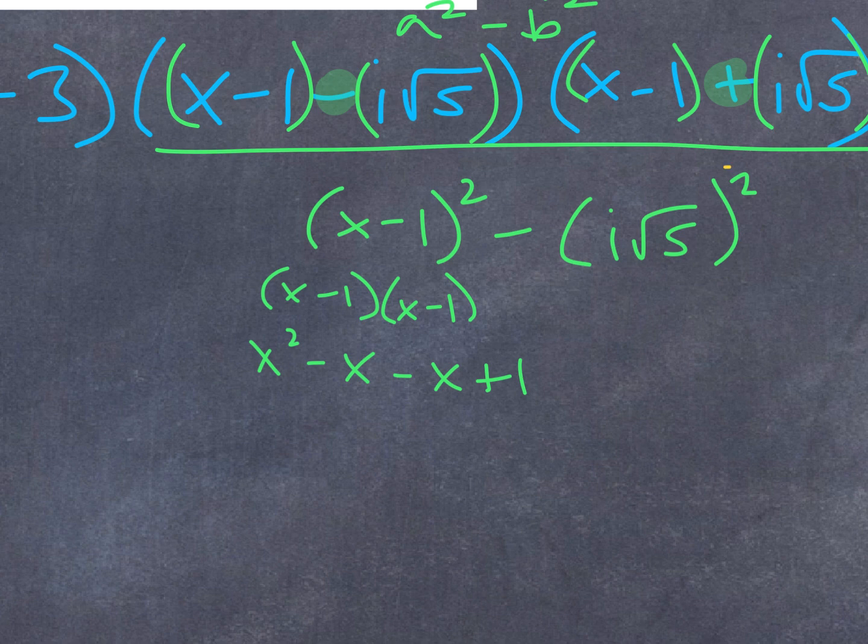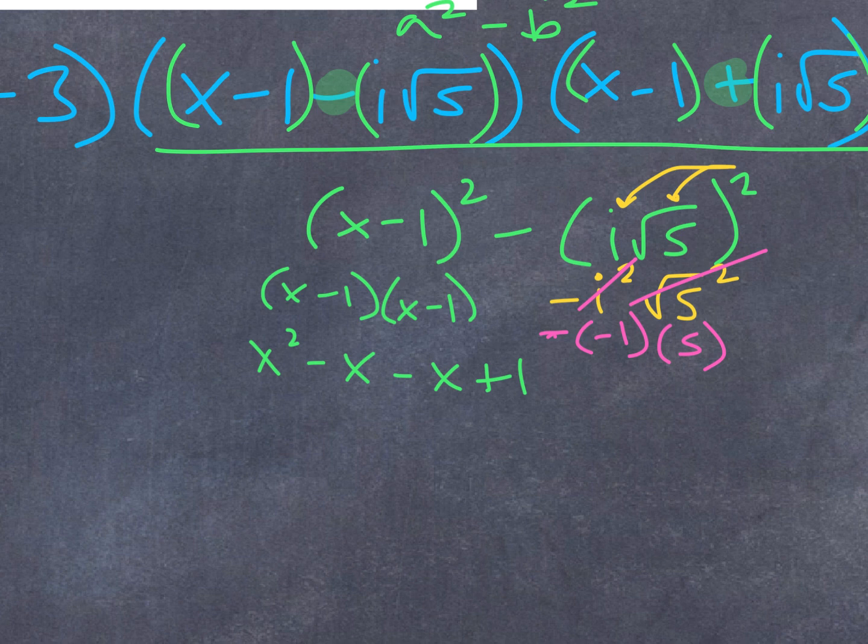Now for i square root 5 squared, we distribute the squared to the i and the square root 5. So this turns into i squared and square root 5 squared. Well, what is i squared? Negative 1. So this would be minus negative 1. What's square root 5 squared? 5. Just 5. The square root and the squared cancel. So it'd be minus negative 1 times 5. So what would this turn into? Positive 5, so plus 5. Last step, let's combine our like terms. So we have x squared minus 2x plus 6.